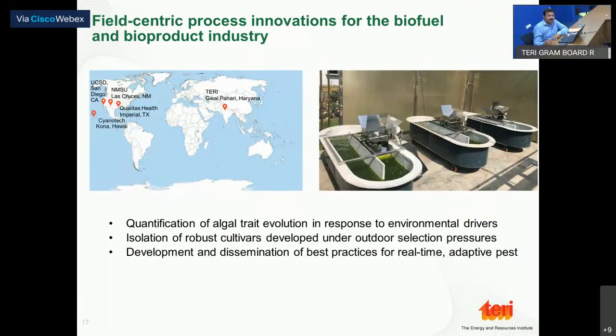Two industrial partners are there: Nanotech Hawaii and Qualitative in Imperial, Texas. And with some industrial partners, national lab partners are there, like the University of California, San Diego, New Mexico State University, and TERI is here also. So we are growing the same species in the 5 different locations.